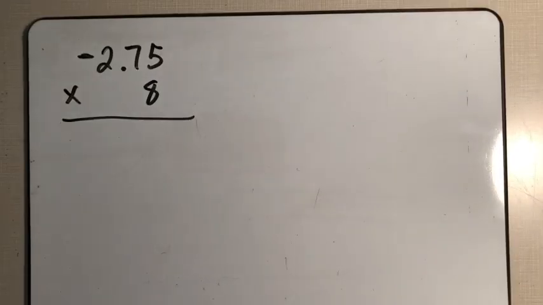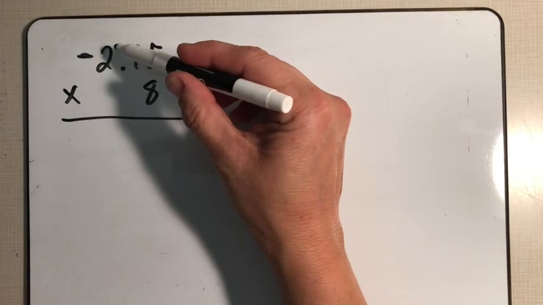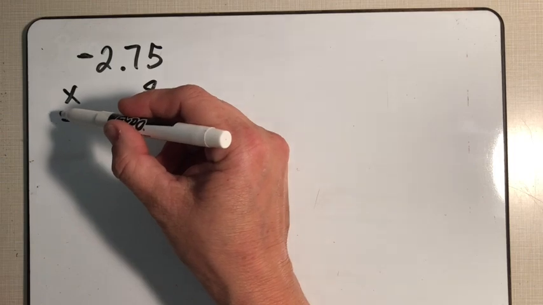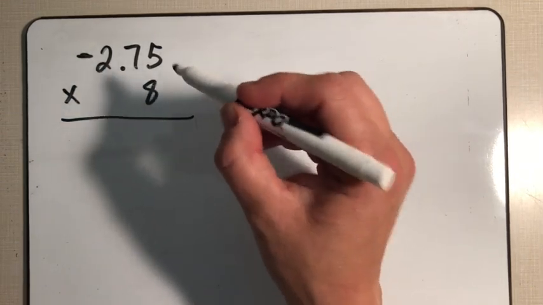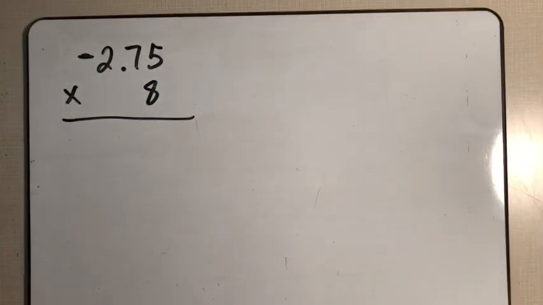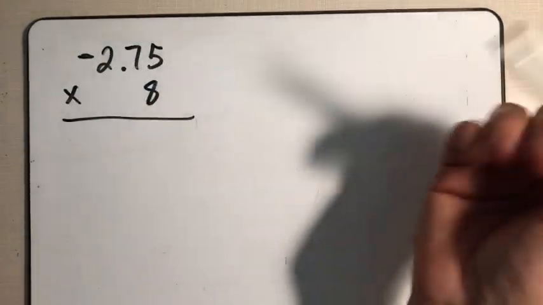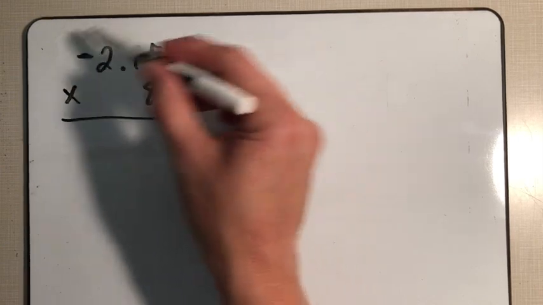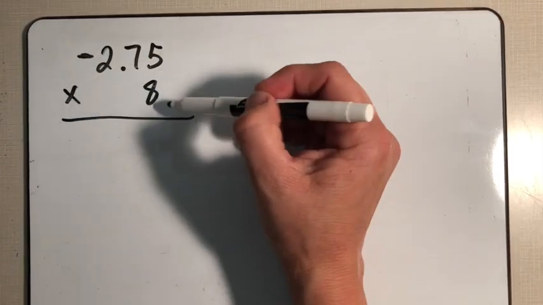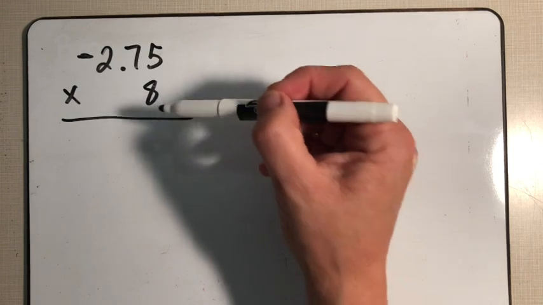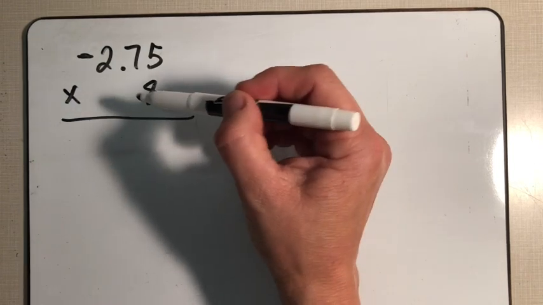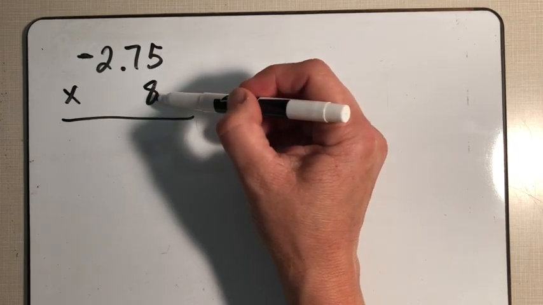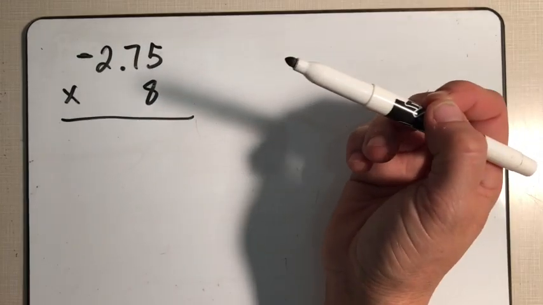All right, multiplying decimal numbers. So now I've got negative 2.75 times 8. When you are multiplying decimal numbers, you do not have to line up the decimal. And the reason is only one of these numbers is money. So I could think of this negative 2.75 as I owe $2.75. And 8 might be I owe it to 8 people, right? It's 8 groups of negative 275. Since this isn't money, there's no reason to line up the decimal.